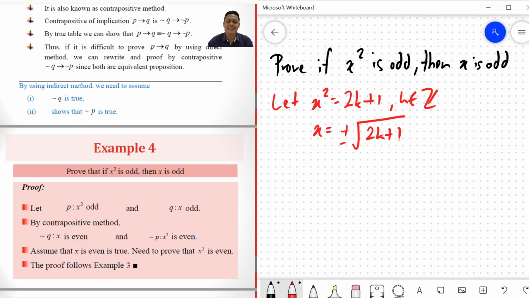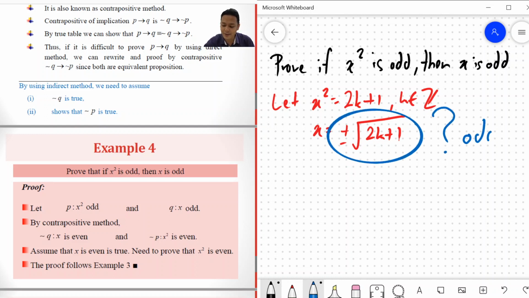What is that? Definitely, square root 2k plus 1 is not necessarily must be odd. It does not show the shape of 2l plus 1. It's a square root. I cannot guarantee that this thing is odd or not. I cannot conclusively say that if x squared is odd, then x will be odd. This is not the representation of odd. If odd, it should be in this manner, right?